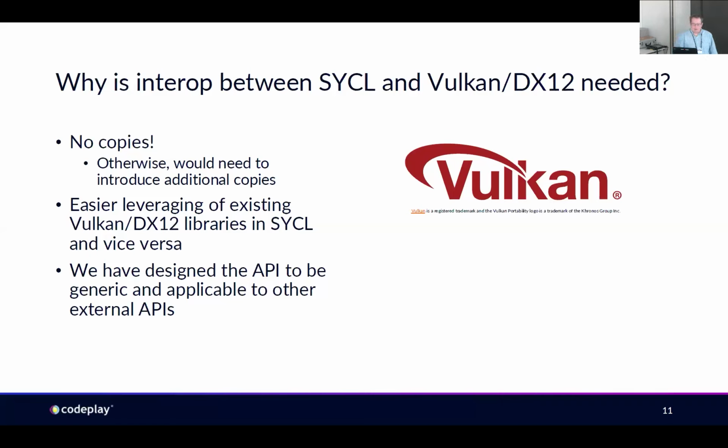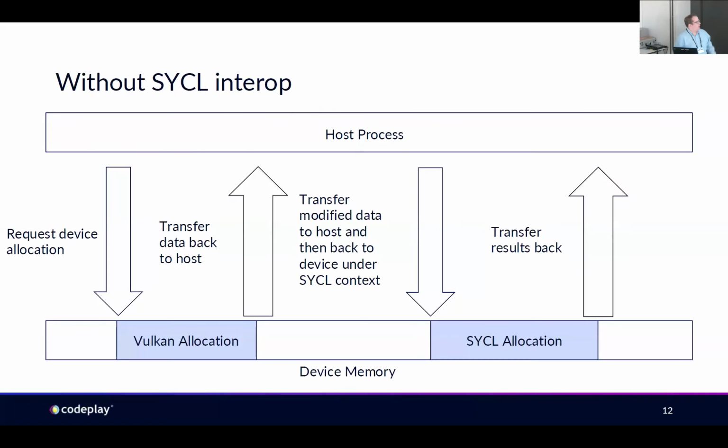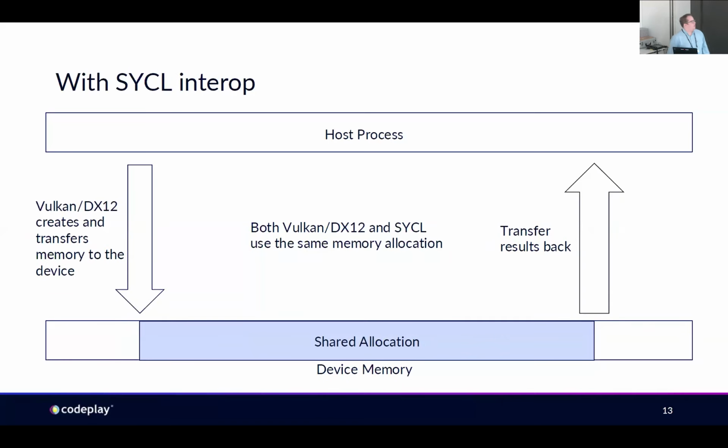Without SYCL interop, you would have to initially request a device allocation, do your Vulkan processing on the memory, and then if you wanted to use that in SYCL, you would have to transfer it back and transfer it to the device on the SYCL context, then do your processing and transfer the results back. With our interop feature, you get rid of those extra two steps, and you can use the exact same memory allocation within Vulkan, DirectX 12, and SYCL.